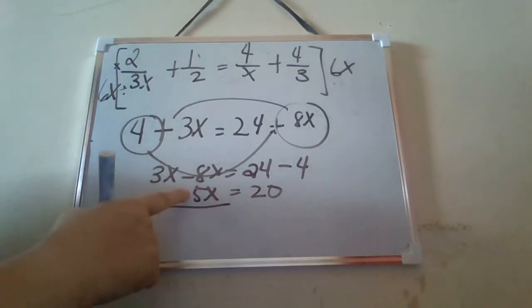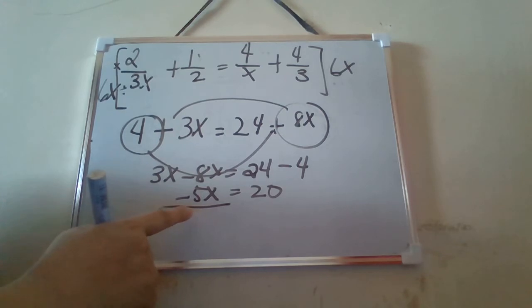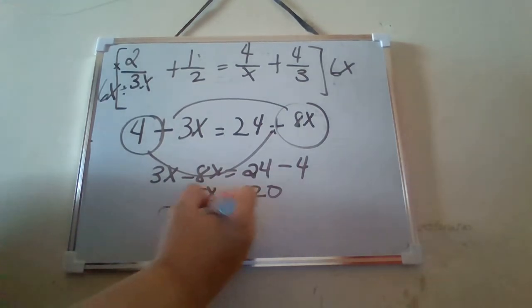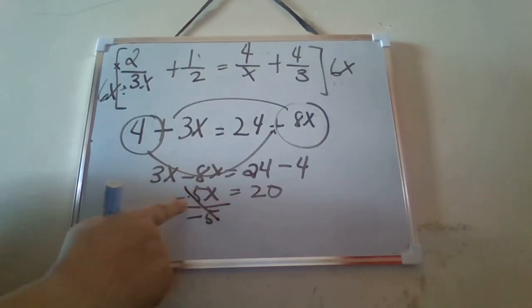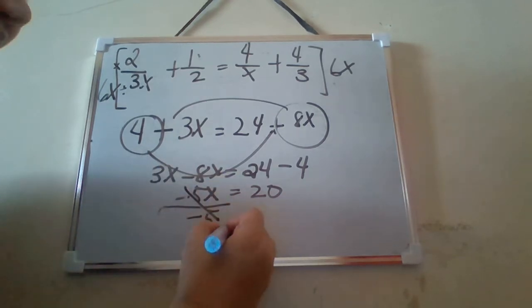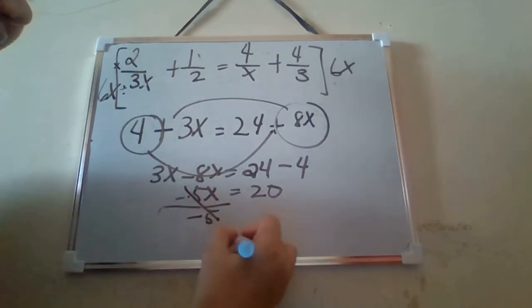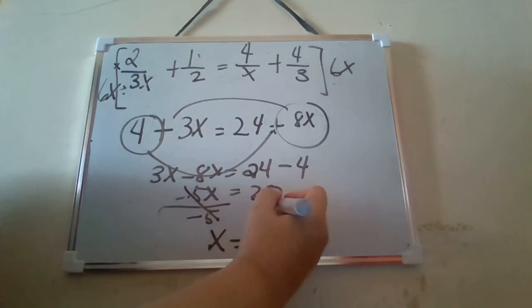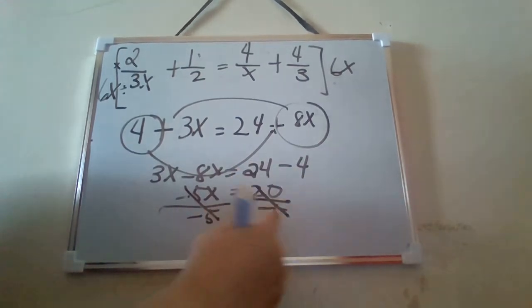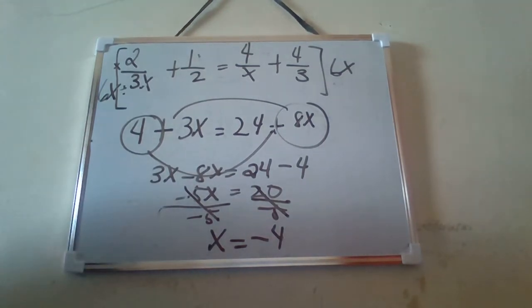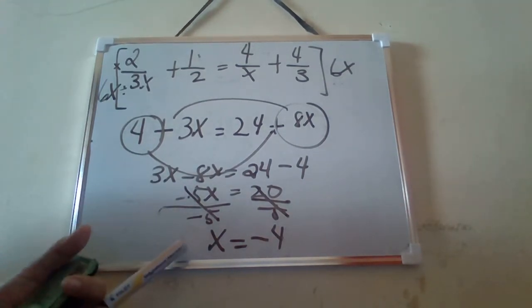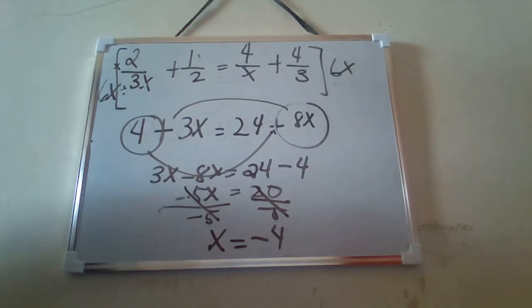Now, we need to eliminate the coefficient of the variable x. So, we divide it into its same coefficient. So, this becomes 1, and the variable shouldn't be in negative form. So, this becomes positive x divided by negative 5. So, this becomes negative 4.